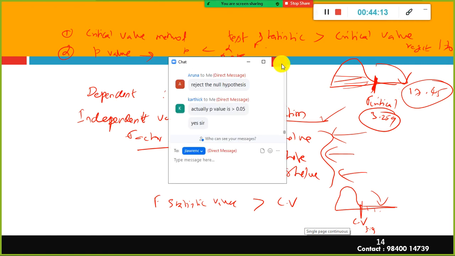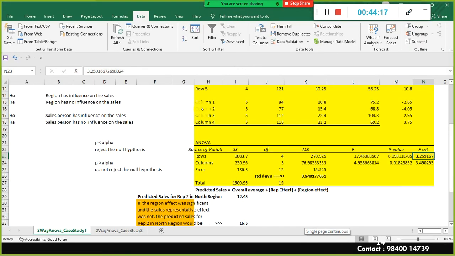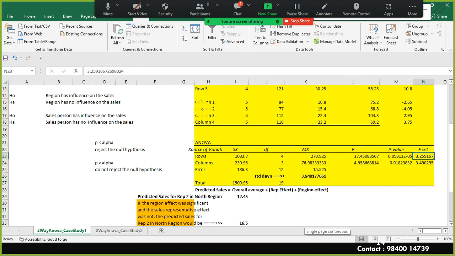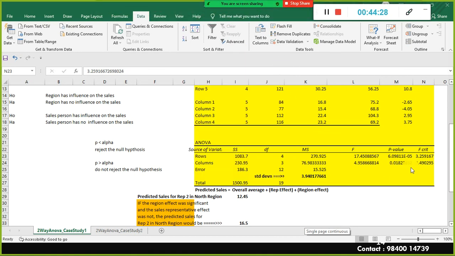Karthik, why do you say the P value is greater than 0.05? No, right? Guys, then you don't know maths. See here, E minus 5. And how about Vidya? So what is the P value here?